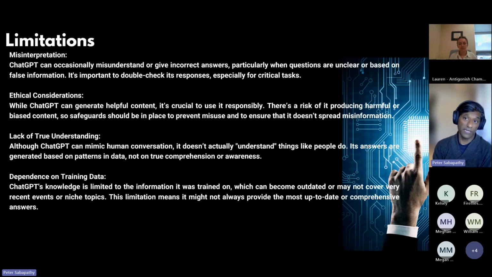When you ask it a question, it can sometimes misunderstand, or it can give you incorrect answers. But the problem with ChatGPT is that when it gives you an incorrect answer, it sounds like it's very much correct, and it really believes that it's right. So you have to be careful when you ask it questions. Hopefully when you understand how it works and what the limitations are, you'll understand better the questions that you can ask it. But when questions are unclear or based on false information, it's important to double check the responses, especially for crucial tasks.